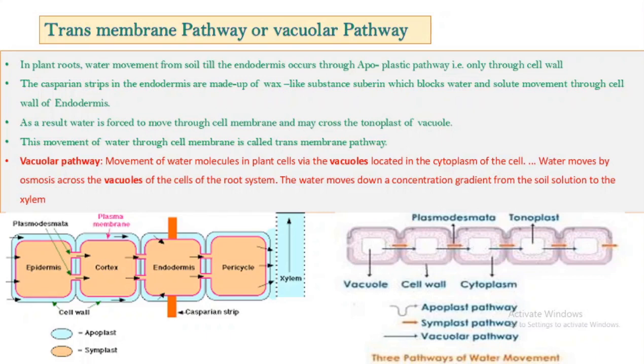We can define the vacuolar pathway as movement of water molecules in plant cells via vacuoles located in the cytoplasm of the cell. Water moves by osmosis across the vacuoles of the cells of the root system. The water moves down a concentration gradient from soil solution to xylem.